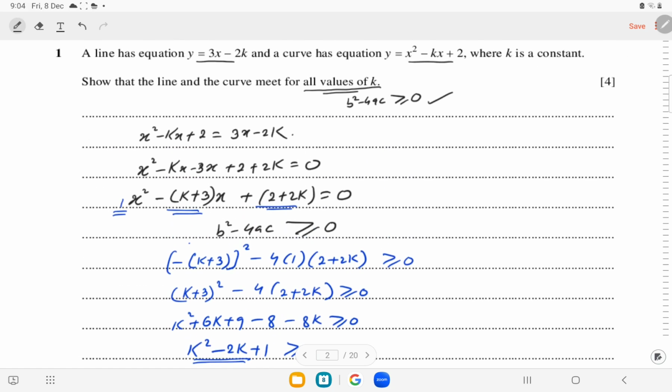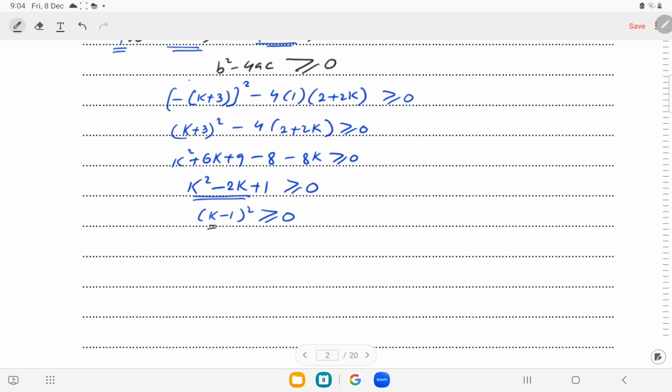So what is being asked in the question? Show that the line and the curve meet for all values of k. So which is true? We can write which is true for all real values of k. Hence proved.